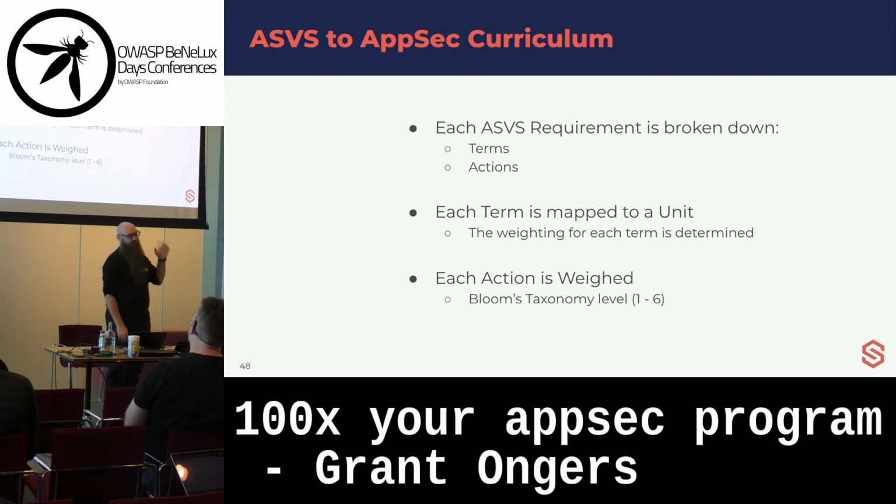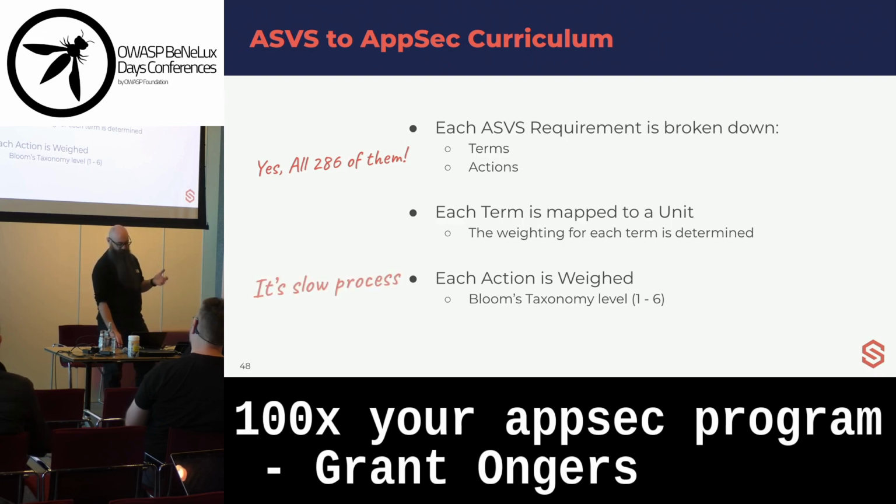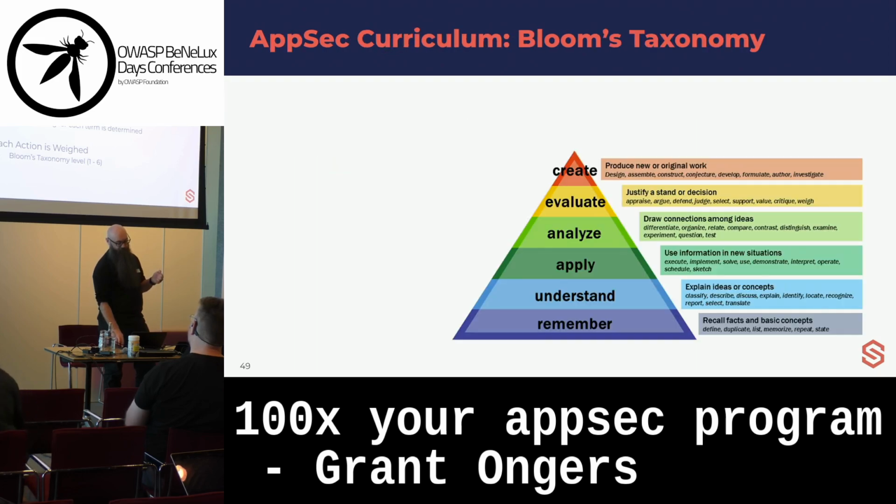But how do we break this down? How do we start teaching this? Well, we break down all the ASVS requirements into actions and terms, yes, all 286 of them, and we group those terms into units, and then we weigh the actions described against Bloom's taxonomy. Yes, it's a slow process.